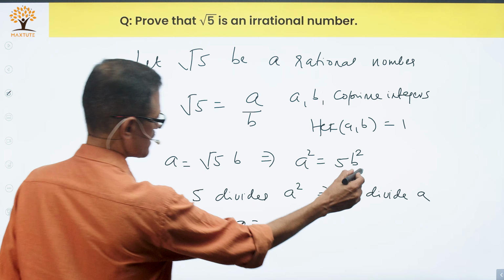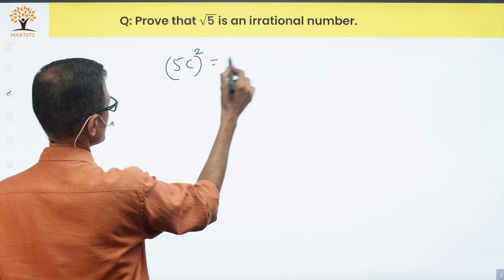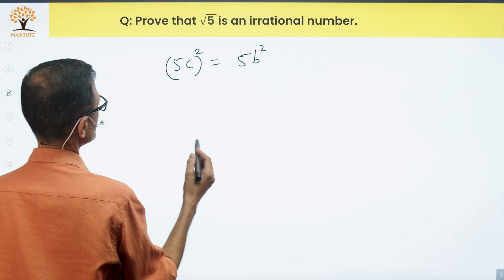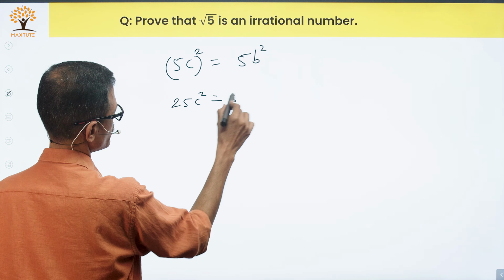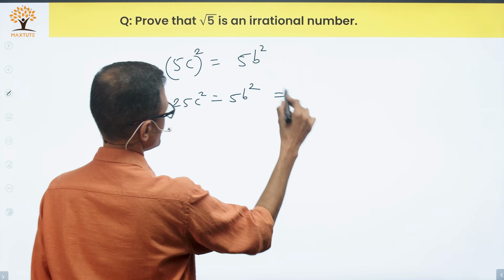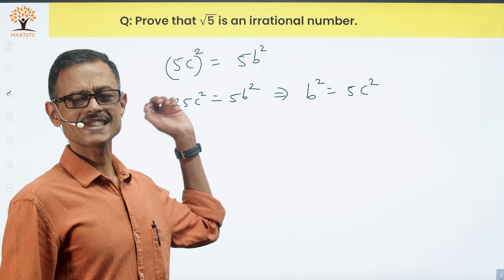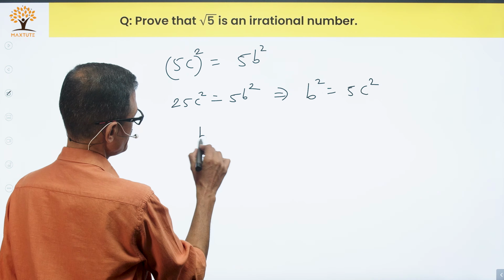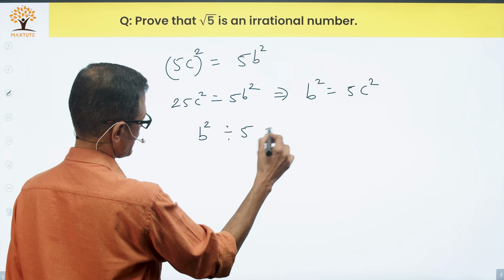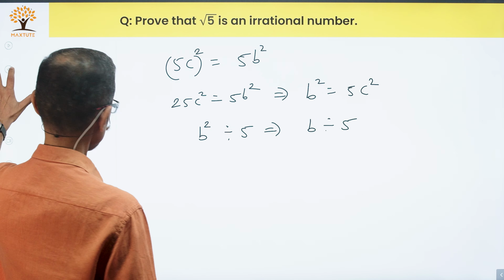Substitute this a is equal to 5c in this equation. We'll get 5c the whole square is equal to 5 b square. Now this translates to the fact that 25 c square is equal to 5 b square, or b square is equal to 5 c square, where c is some integer. Now applying the same logic, it's quite evident that b square is divisible by 5, which implies that b is divisible by 5.